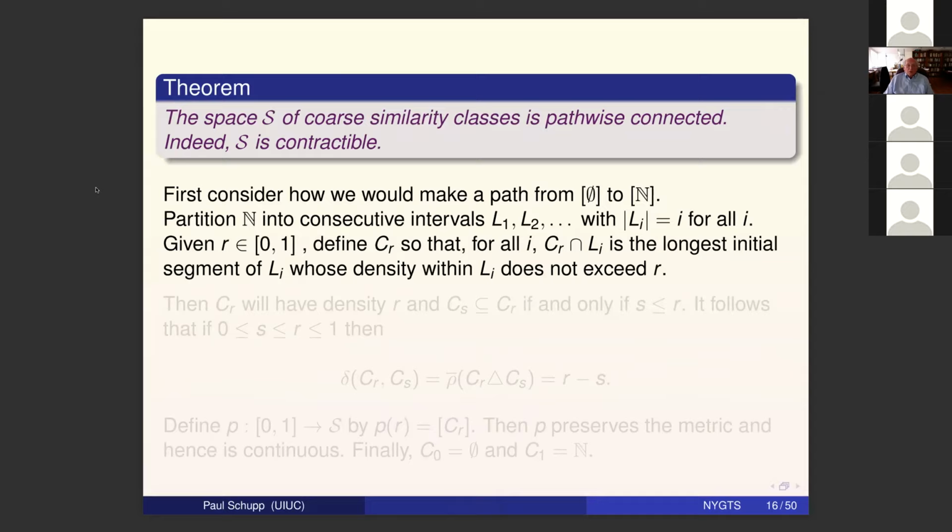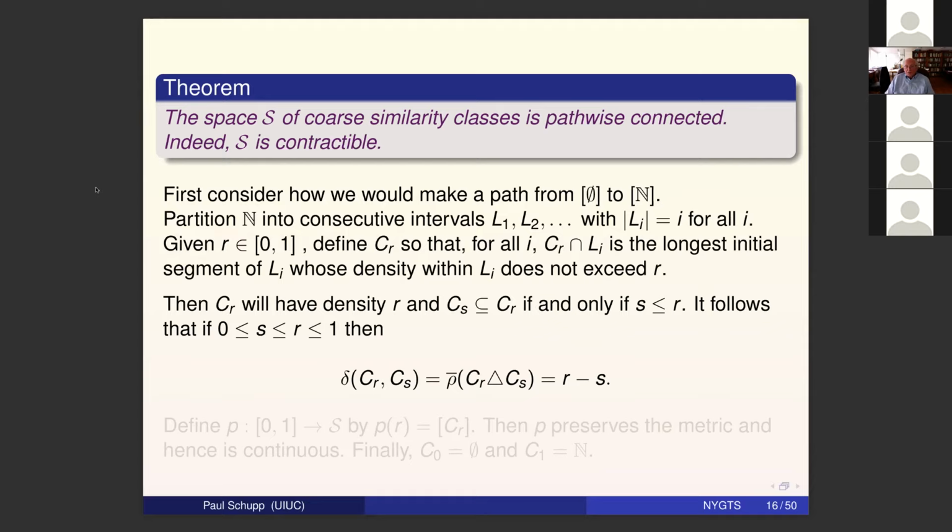So consider how we make a path from the empty set to the natural numbers. We partition the natural numbers into consecutive intervals L_1, L_2, et cetera. The length of L_i is i. So the lengths are increasing, and the L's contain everything. Given r in the unit interval, you define C_r such that for every i, C_r intersect L_i is the longest initial segment whose density within L_i does not exceed r. So we take the right fraction of things in each interval. And then we can check that C_r has density r.